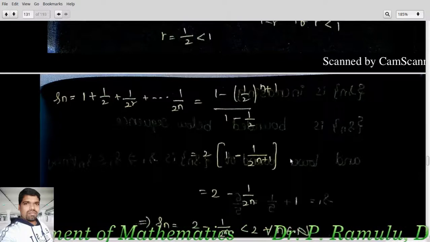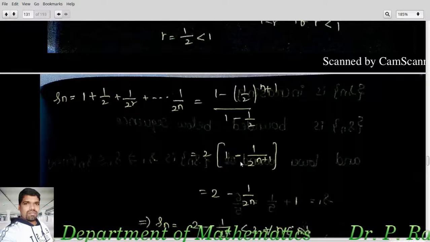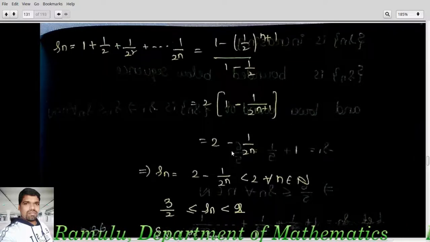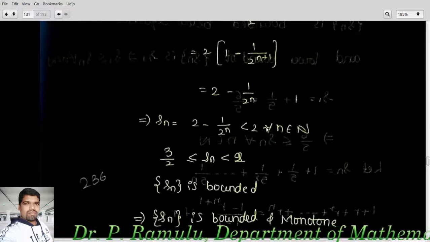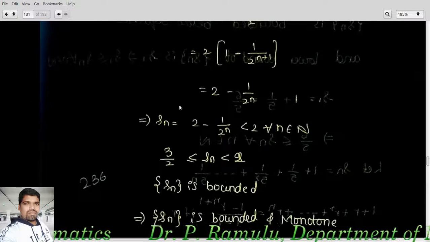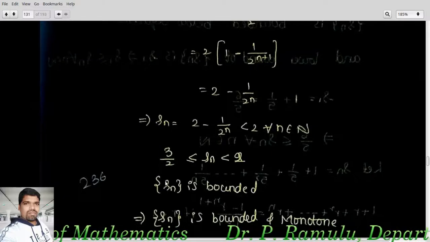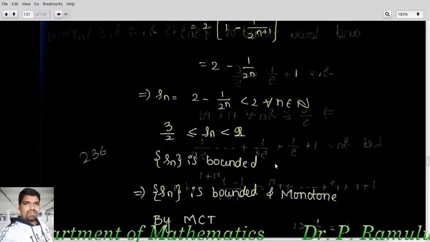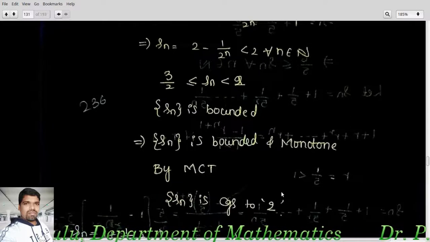If I multiply this by 2, then 2 into 1 minus 1 by 2 power n plus 1 equals 2 minus 1 by 2 power n. So Sn equals 2 minus 1 by 2 power n, which is less than 2 for all n belonging to N. Hence 3 by 2 is less than or equal to Sn is less than 2. So Sn is bounded, which implies Sn is bounded and monotone, and therefore converges by MCT.